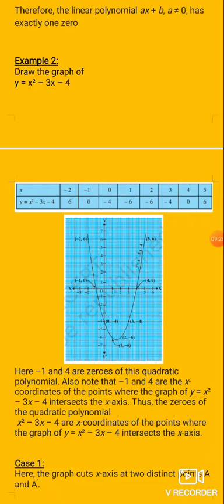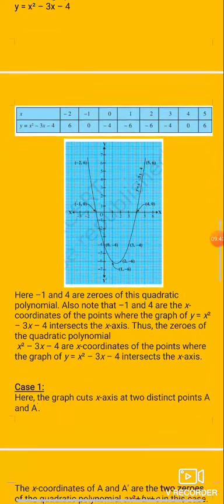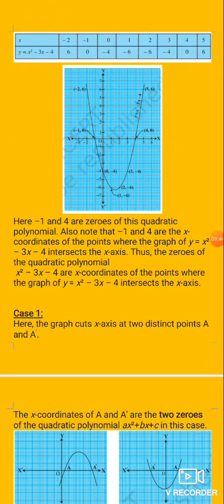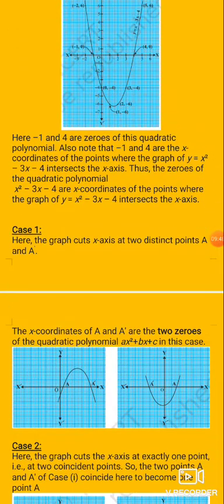2. Thus the zeros of the quadratic polynomial x square minus 3x minus 4 are the x coordinates of the points where the graph y is equal to x square minus 3x minus 4 intersects the x-axis. So consider the x-axis only. Okay. Now in the case of a quadratic polynomial, there are 3 different cases. So first case, this one.